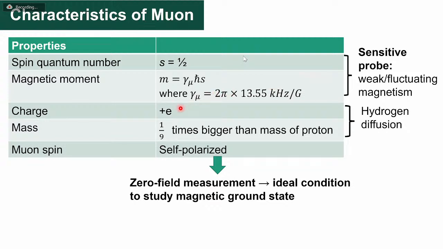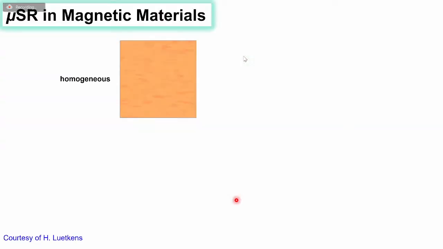For the charge, the muon has a positive charge and also a lighter mass compared to the proton. Because of these properties, the muon can be used to study hydrogen diffusion. And the muon spin is 100% self-polarized. That's why we can perform perfect zero field measurement, because zero field measurement is an ideal condition to study the magnetic ground state. So what happens inside magnetic materials?